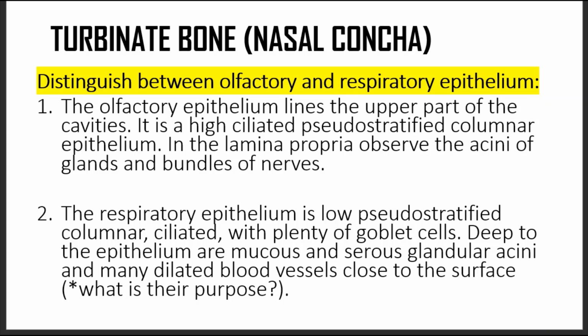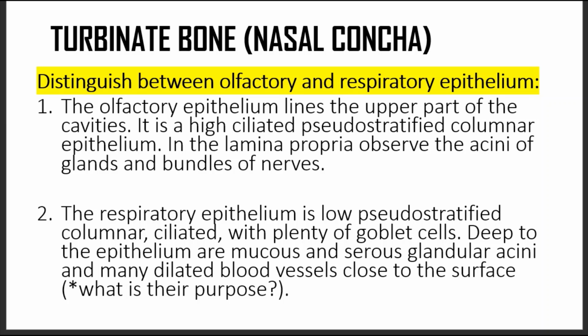Now, the difference between these two types of epithelia is that the olfactory epithelia is a neurosensory epithelia. It contains cells that are capable of sensing smell, whilst the respiratory epithelia doesn't have this characteristic. So number one, the olfactory epithelium lines the upper part of the cavities. It is a high ciliated pseudostratified columnar epithelia.